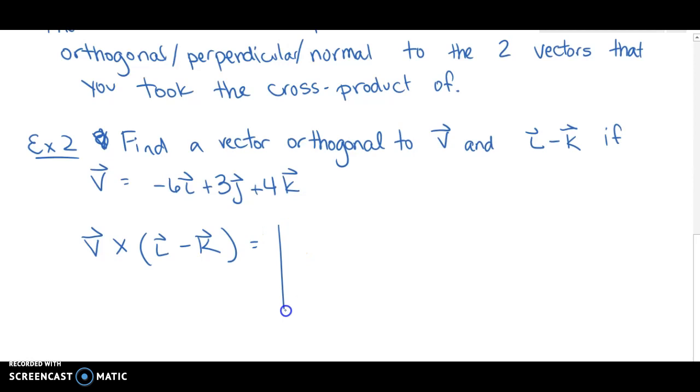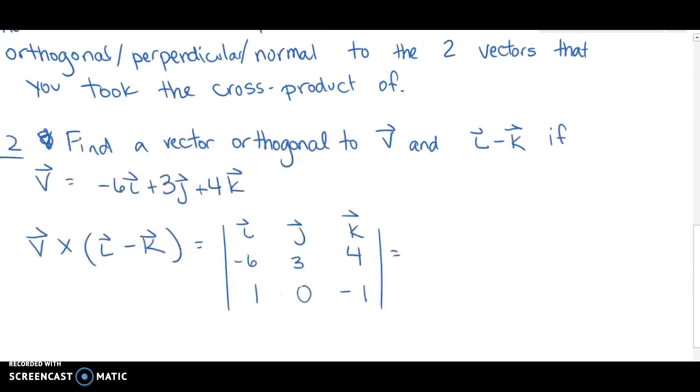We set it up as a 3 by 3 like we did above. You've got i, j, and k. For vector v, the i, j, and k components are negative 6, 3, and 4. For the other vector, 1 is in front of the i, there is no j, so we put 0, and the number in front of k is negative 1. I accidentally put k there. It should be a 1. Apologies. This is our setup, and then we do the cross product like we did above.